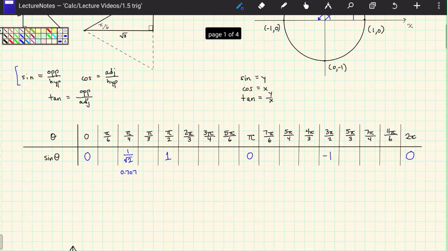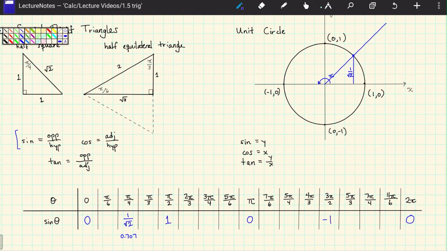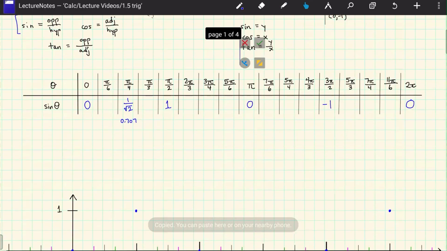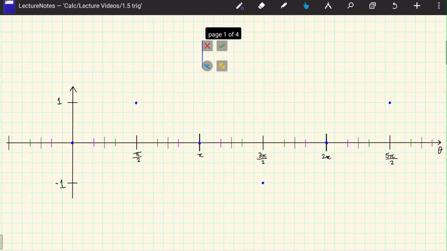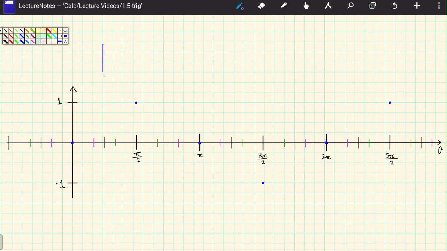Put that there for reference. Okay. And so then, for building my graph, I'm going to take this segment here and take a copy of it down for my graph, because I built my graph with the same scale as this circle. So that means I can use this height here. So I'm just going to put a little reference here. This is 1 over square root of 2.